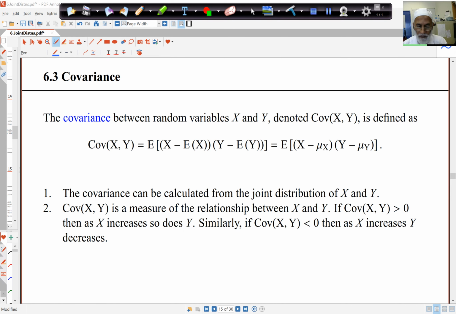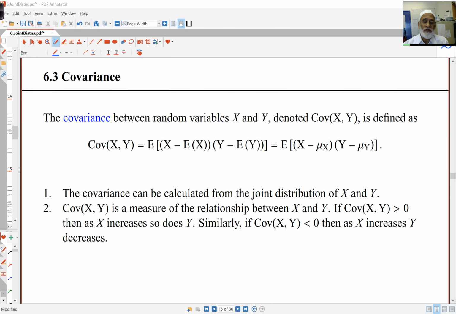Hello again. So in this lecture we'll look at covariances. Now the idea of covariances may be familiar to some of you. It's just a measure of the relationship between two variables. So the way it works out is this. We take a look at the covariance between two random variables x and y. We write that as Cov(x, y) this way.